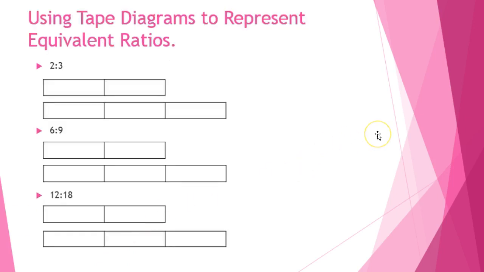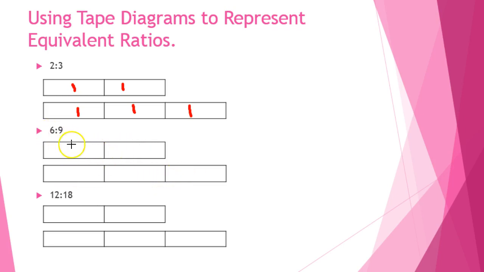We can also use tape diagrams to represent equivalent ratios. If I'm looking at these ratios, I see that 2 to 3, 6 to 9, and 12 to 18 are all equivalent ratios. In my ratio 2 to 3, my pieces of tape are representing 1, to show the 2 to 3 ratio. Now with equivalent ratios, the size of my tape diagram is not going to change. I'm going to still have the same amount or the same sizes of tape.